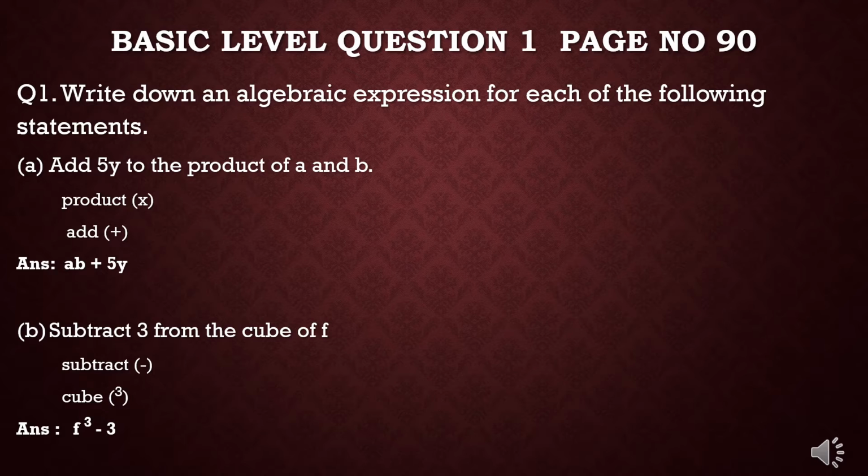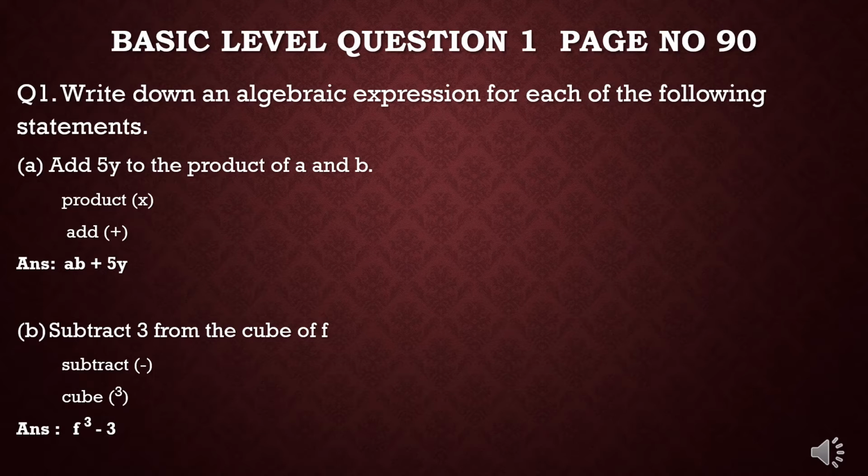Part B says subtract 3 from the cube of f. Subtract means to minus. You can see the sign of subtraction on the screen. And cube means taking a power of 3 of f. Cube is a kind of power, the exponent that is given on any variable or any number. So if you do cube of f, it will become f raised to power 3, and now we have to subtract 3 from it. So your algebraic expression will be f raised to power 3 minus 3.